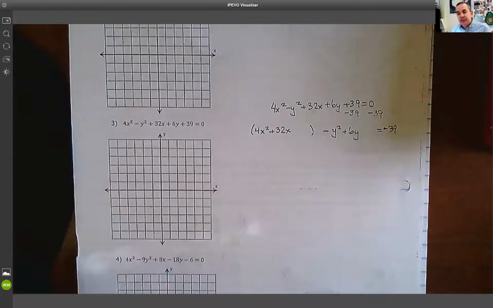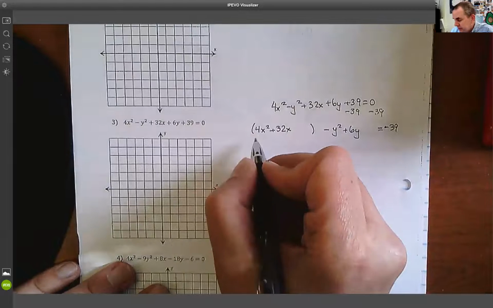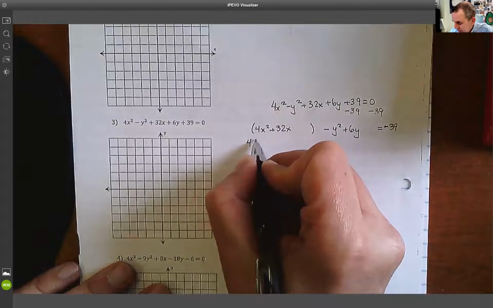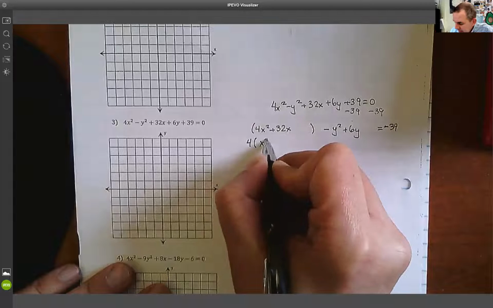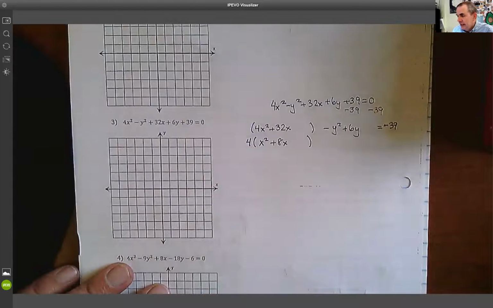And now what we're going to need to do is do a greatest common factor, kind of like we did with ellipses. So in this case, remember the number in front of the x is going to be my GCF. So in this case, I'm going to take out the 4. That's going to give me x squared plus 8x. And that's where we're going to complete the square. Now here comes the difference.